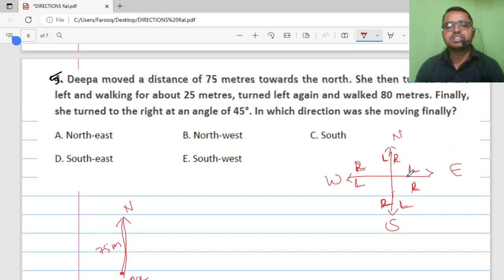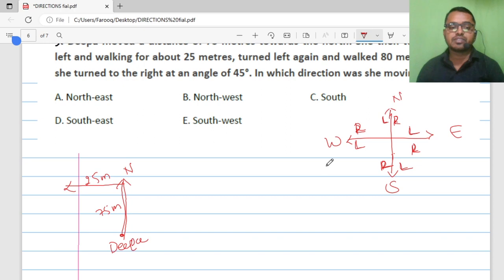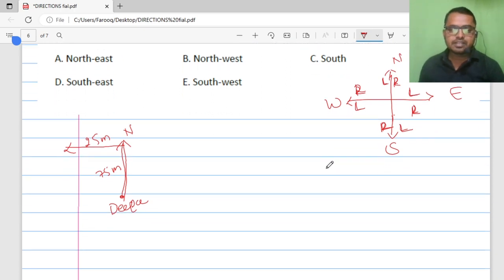She then turned to the left. To the left means in this direction. She turned left and walked for 25 meters. Turn left again. Left means again downwards, in this way. The left of this direction is downwards, and she walks 80 meters.